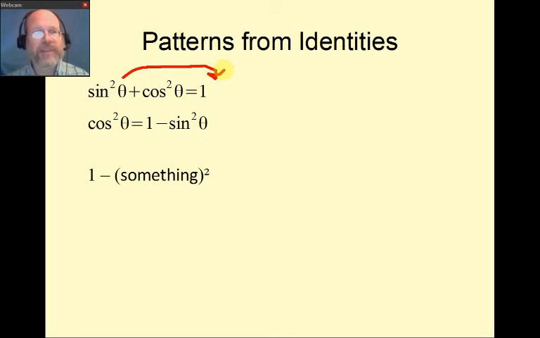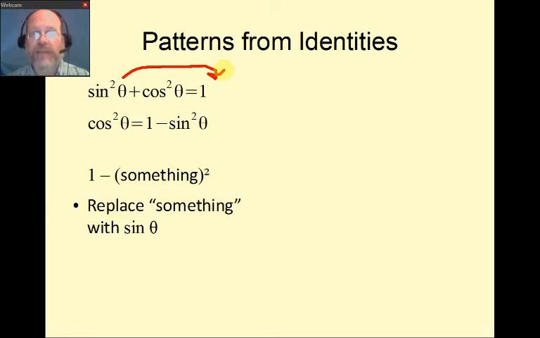And whenever there's that something being squared that's subtracted from 1, you'll be able to replace that something with the sine of theta. As a result, then I'll be able to replace the whole expression, 1 minus sine squared theta, with cosine squared theta. And that'll make things simpler and easier to work with. Trust me on this, we'll see how it works in just a minute.